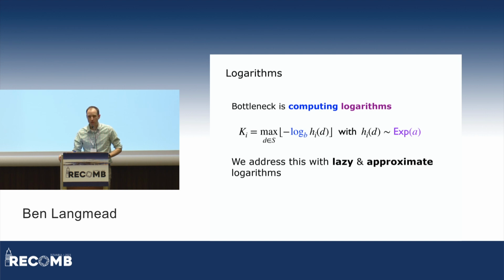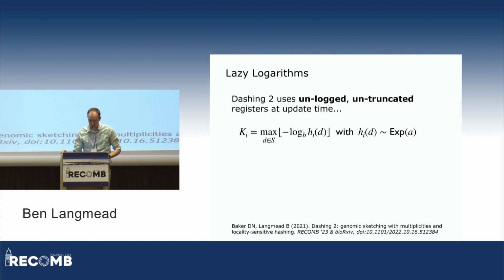As a more practical matter, to make the rest of the equation relatively efficient and practical, we have to make computing logarithms fast. We have a lot of logarithms to do here. One of them is obvious, and one of them is hidden inside the exponential draw. So let's start with the obvious one that's in blue here. To deal with that, at update time, we don't log anything and don't truncate anything. We leave things in their raw form just as they come from the exponential draw. So in other words, we do this.